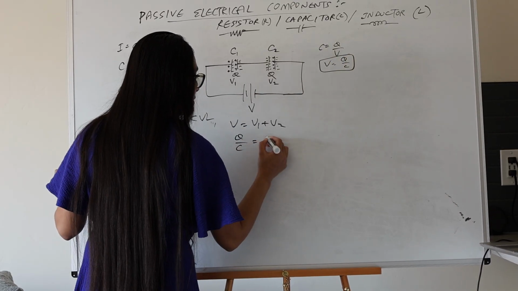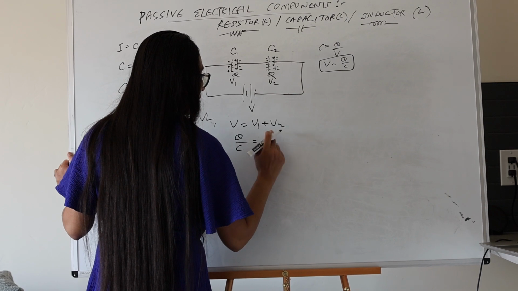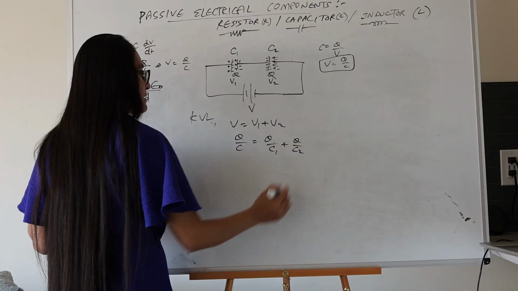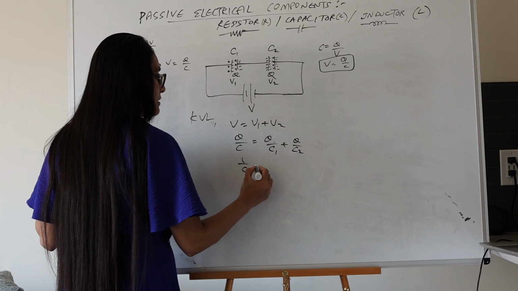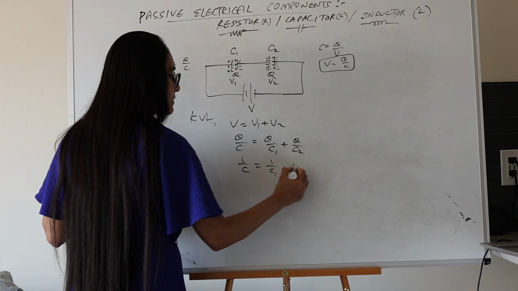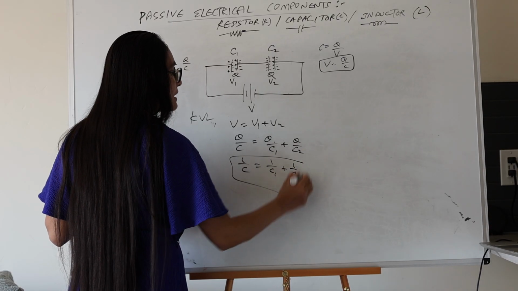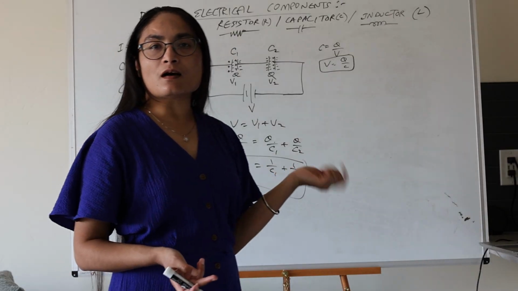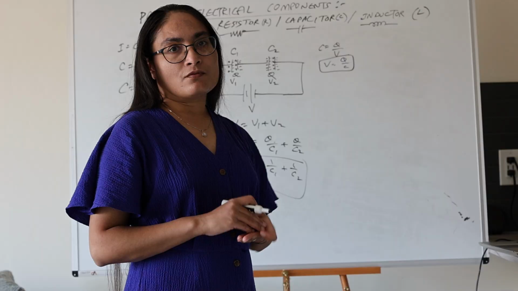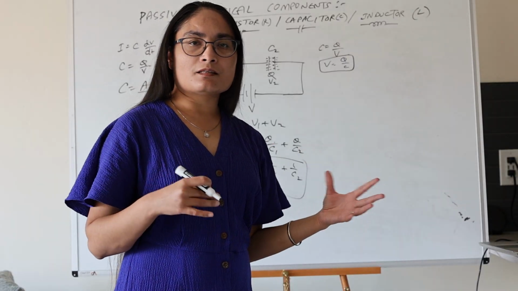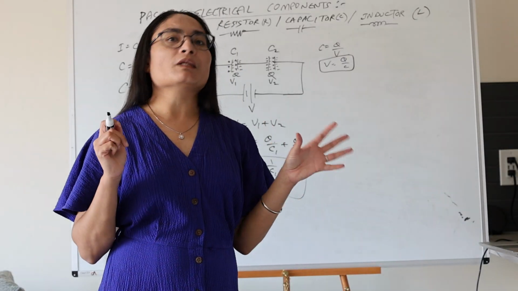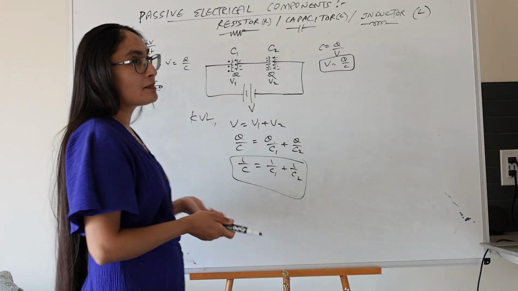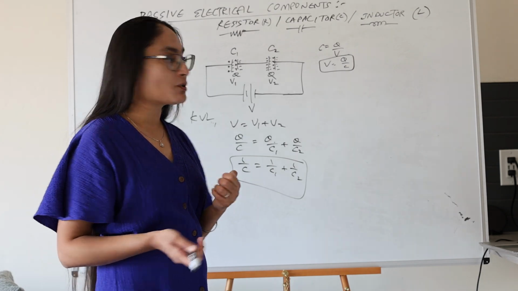Q over C is equal to Q over C1 plus Q over C2. We can factor out Q and cancel, and we're left with 1 over C is equal to 1 over C1 plus 1 over C2. Then we can take the inverse of this to get the final capacitance. As you can see, this is the opposite of how resistors behave. When we have resistors connected in series, the total resistance is simply equal to R1 plus R2. So this looks very similar to how resistors would behave when connected in parallel, actually.